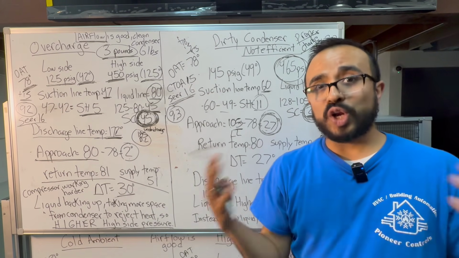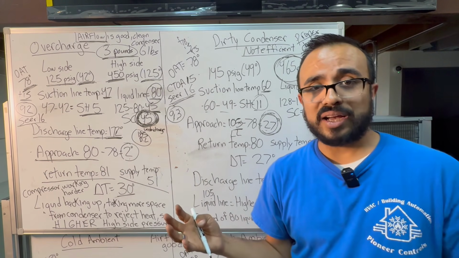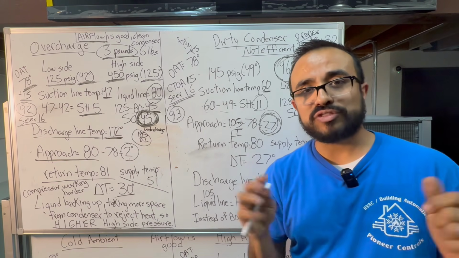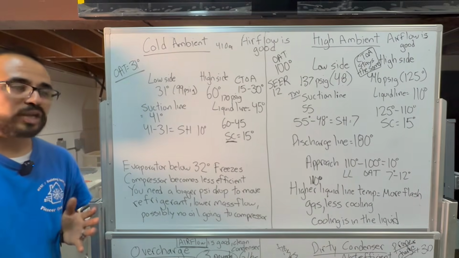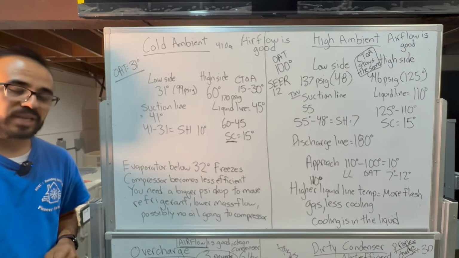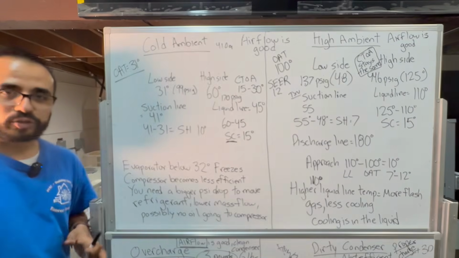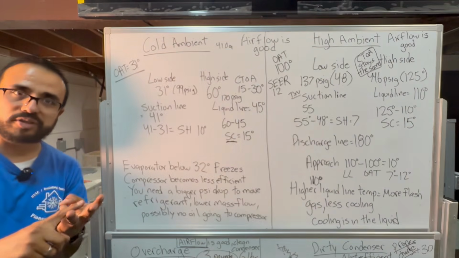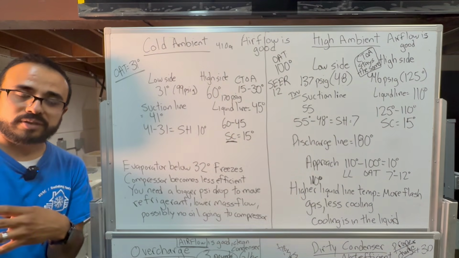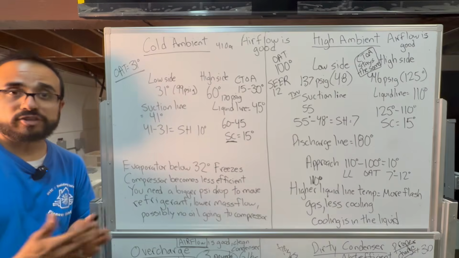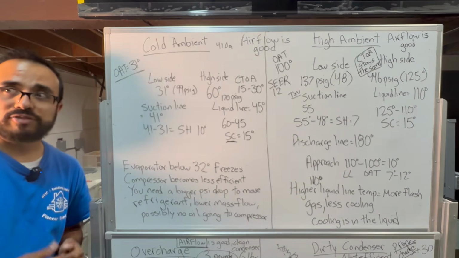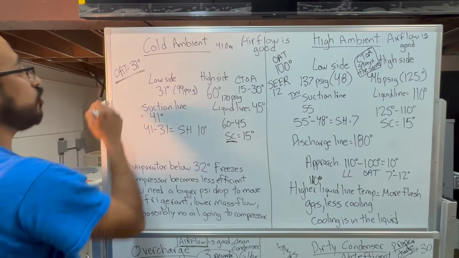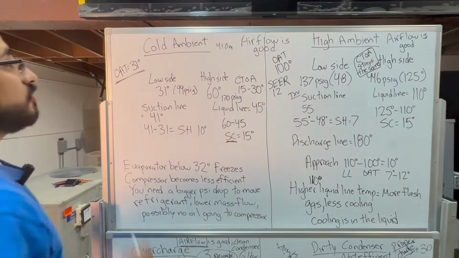So what about low and high ambient temperatures? Let's find out what happens to the subcooling in those scenarios. So what about in cold ambient temperature? Now I did kind of exaggerate on this one. I did choose 31 degrees, but it could be 41, 51, even 60 degrees. That's pretty cold outside. What happens to the system, and especially to the subcooling, when it is cold outside? So like I said, in this case, I did exaggerate. I chose 31 degrees for a 410A system.